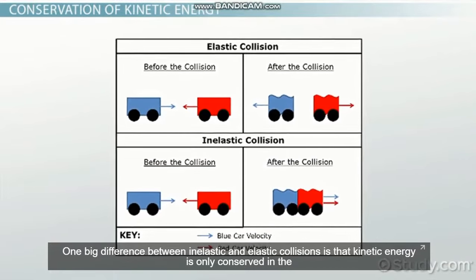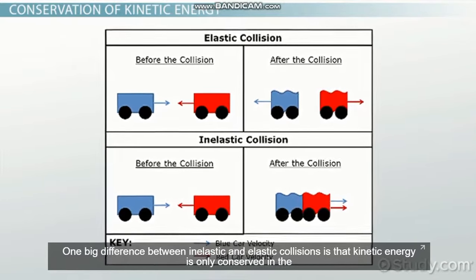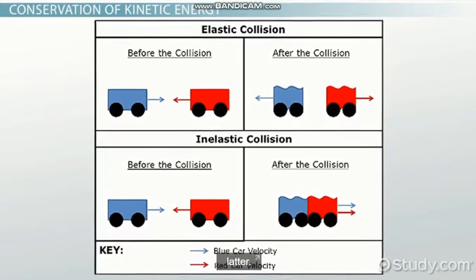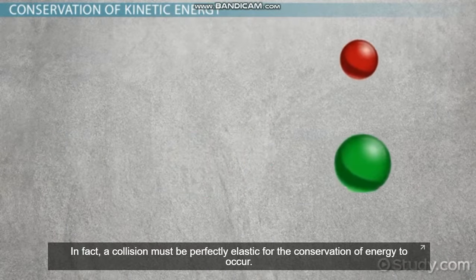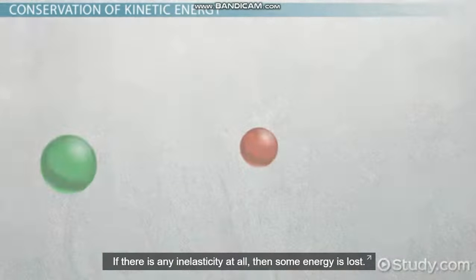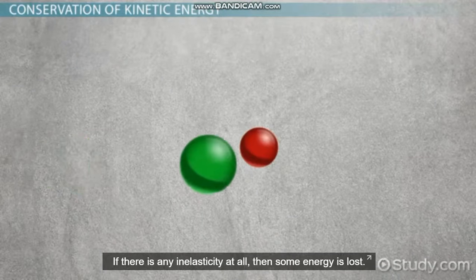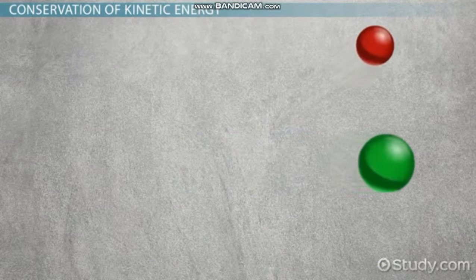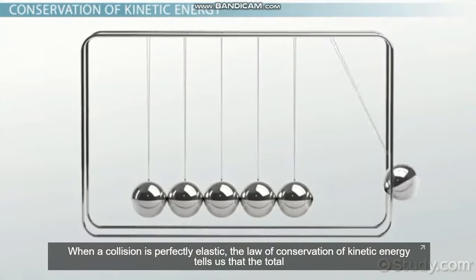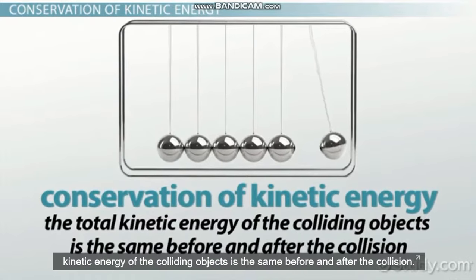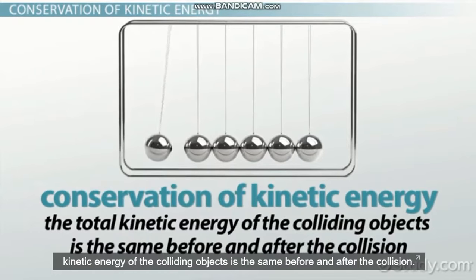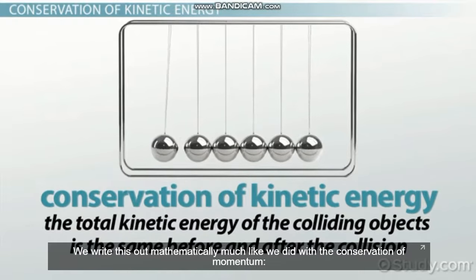One big difference between inelastic and elastic collisions is that kinetic energy is only conserved in the latter. In fact, the collision must be perfectly elastic for the conservation of energy to occur. If there's any inelasticity at all, then some energy is lost. When a collision is perfectly elastic, the law of conservation of kinetic energy tells us that the total kinetic energy of the colliding objects is the same before and after the collision.